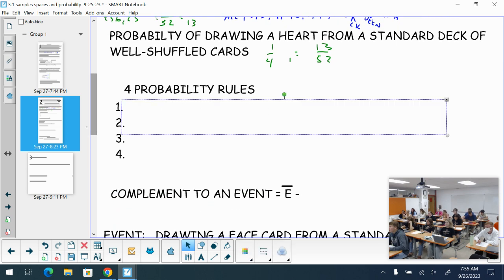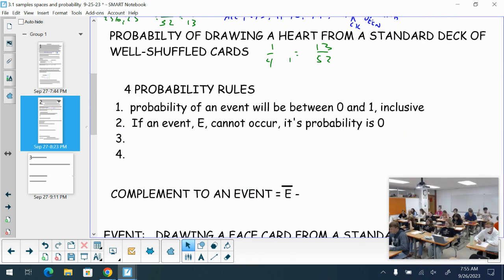Probability rules. Probability of an event will be between 0 and 1, inclusive. If an event E cannot occur, its probability is 0.